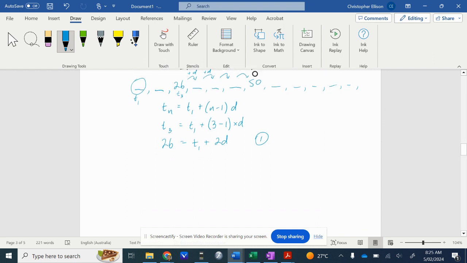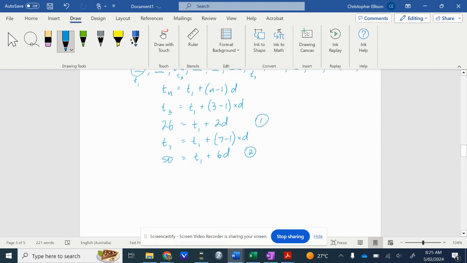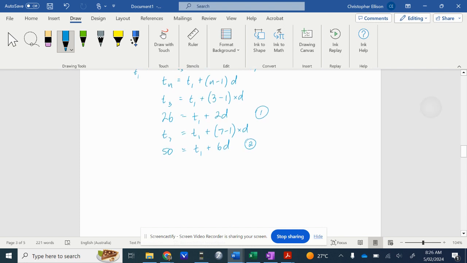Our second equation comes from knowing that T7, this one over here, is 50. So T7 is equal to T1 plus (7 minus 1), lots of d. And we know that T7 is 50. So it's 50 equals T1 plus 6d, because 7 minus 1 is 6, multiplied by d. So that's our second equation. If you remember back to doing simultaneous equations in year 10, that's what we did, and you probably would have done it in year 11 as well.